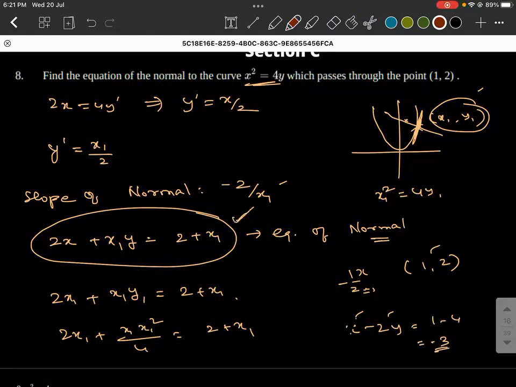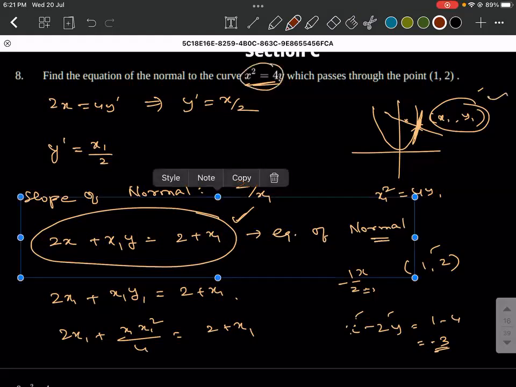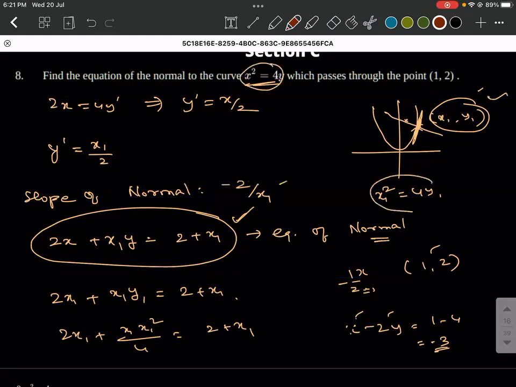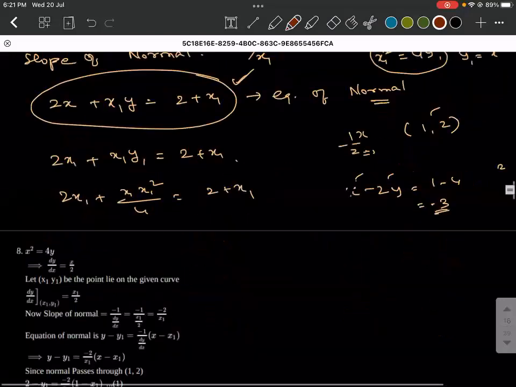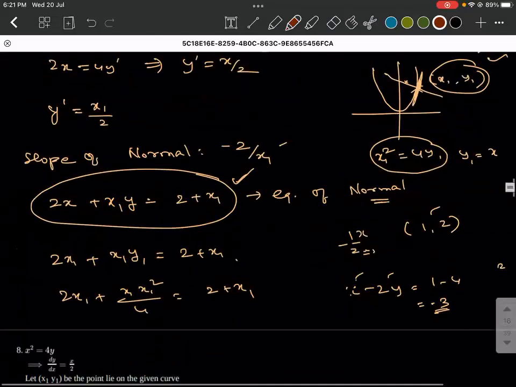Using the same logic, I wrote this. Then x1 comma y1 is a point on the curve. So what I can say is x1 square is equal to 4 times y1. So from this, what will be the value of y1? x1 square by 4.